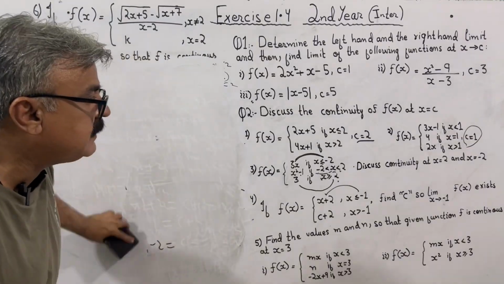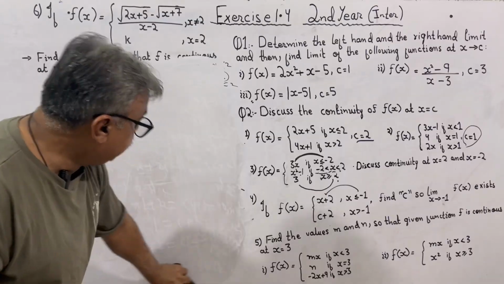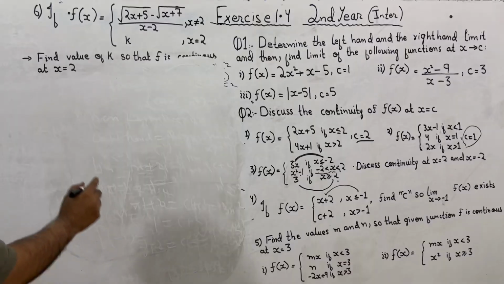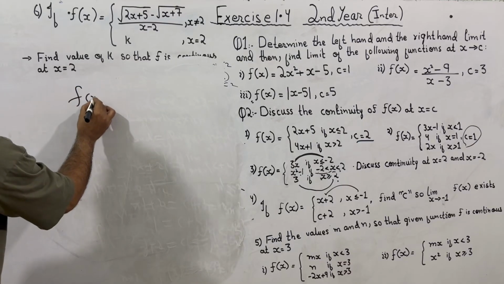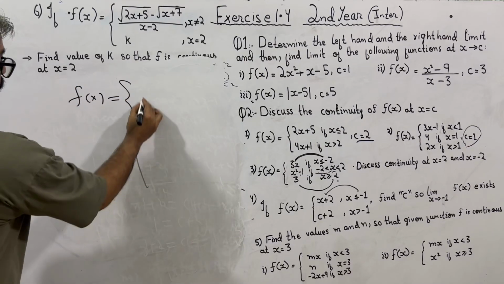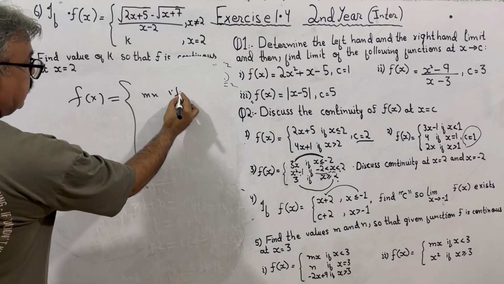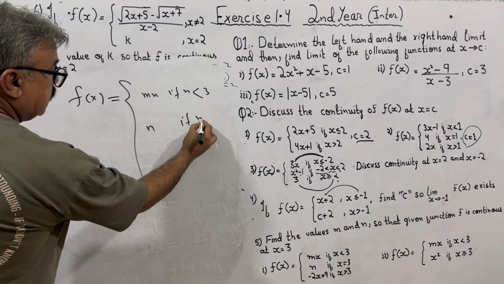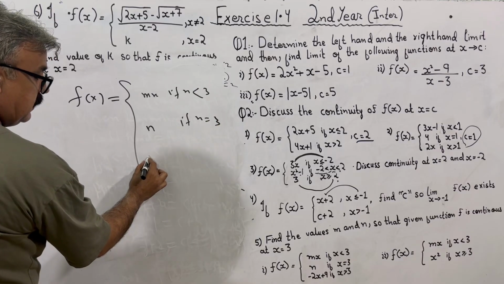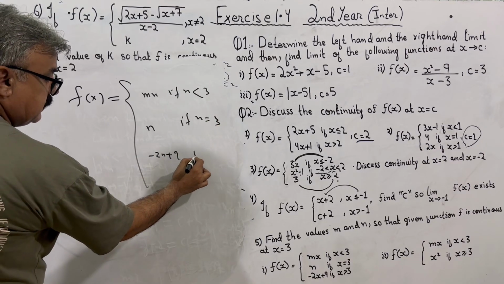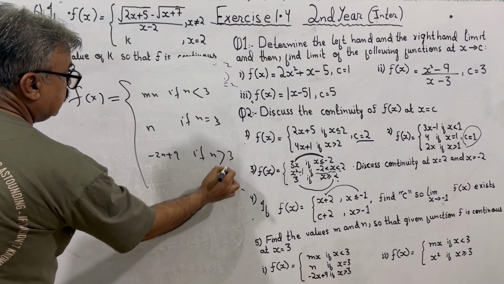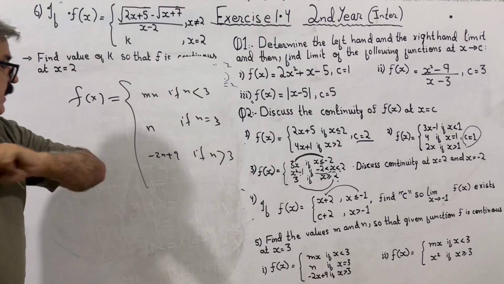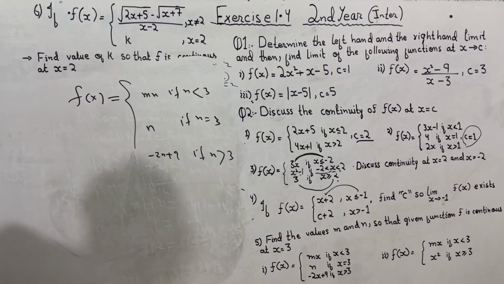Find the values of m and n when the function is continuous. The function f of x is equal to mx if x is less than 3, equal to n if x is equal to 3, and equal to minus 2x plus 9 if x is greater than 3. Look at this: less than 3, equal to 3, greater than 3 means we have to check continuity at x is equal to 3.